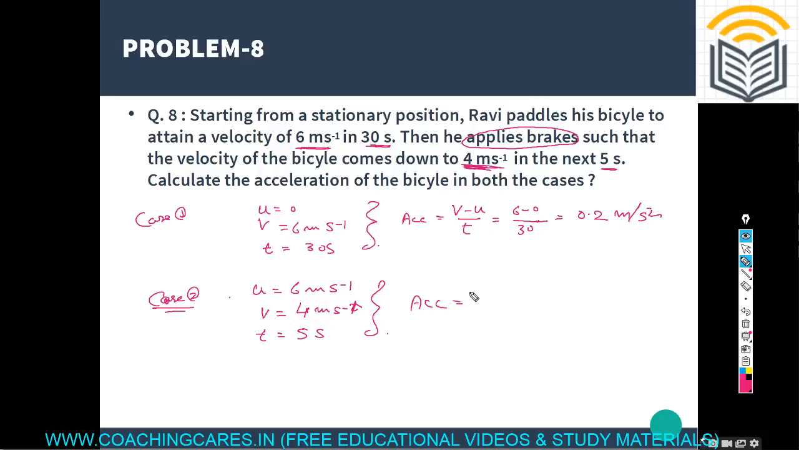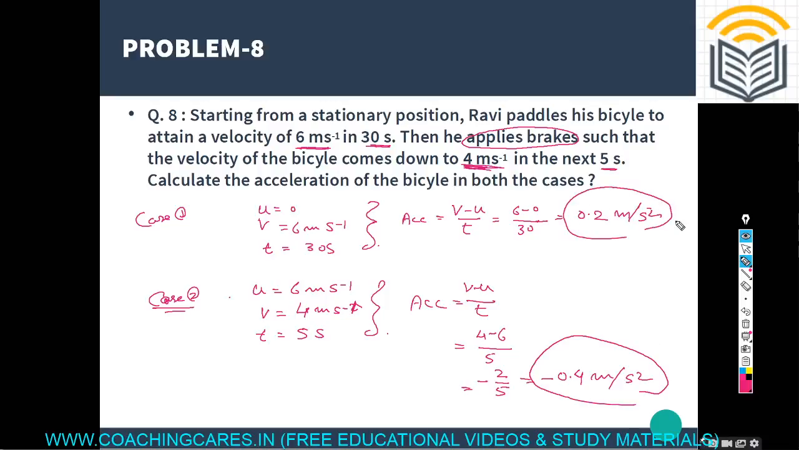In the same formula we'll put v minus u divided by t. So that will be v is 4 minus 6 divided by 5, which is nothing but minus 2 divided by 5. So that will become minus 0.4 meter per second square. So like this you can calculate in both the cases the acceleration in meter per second square. This is called retardation.